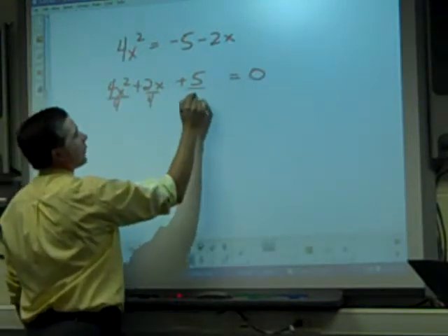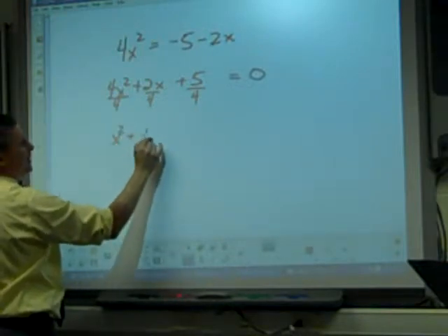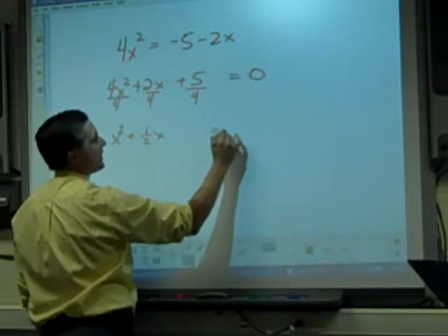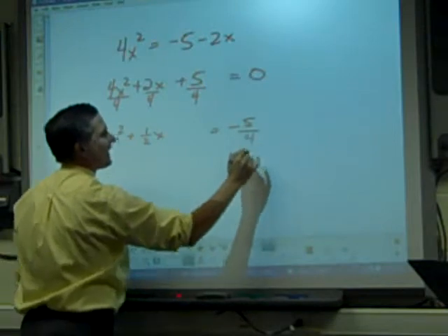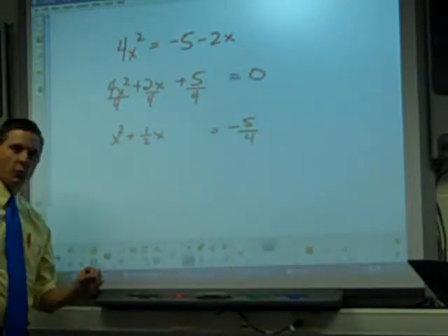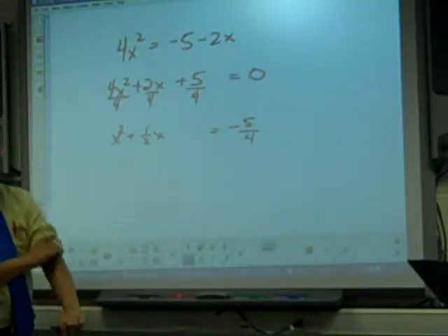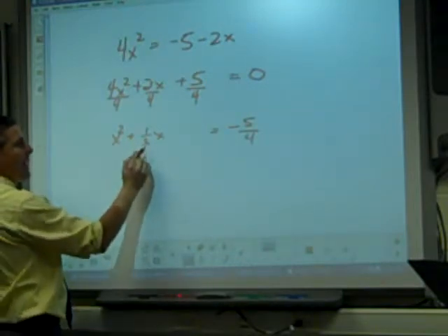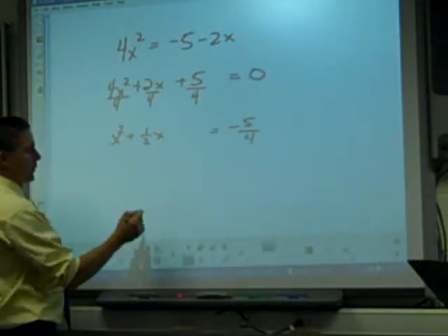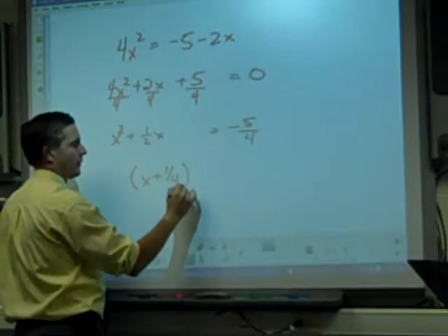So we will divide by 4 and move 5/4 to the other side. We end up with x squared plus 1/2 x equals -5/4. I can't stress enough that completing the square works the same whether this is 6 or 7 or 1/2. It's always half of the sum. So half of a half. Well, half times half is a fourth. So I know the square I need is 1/4.